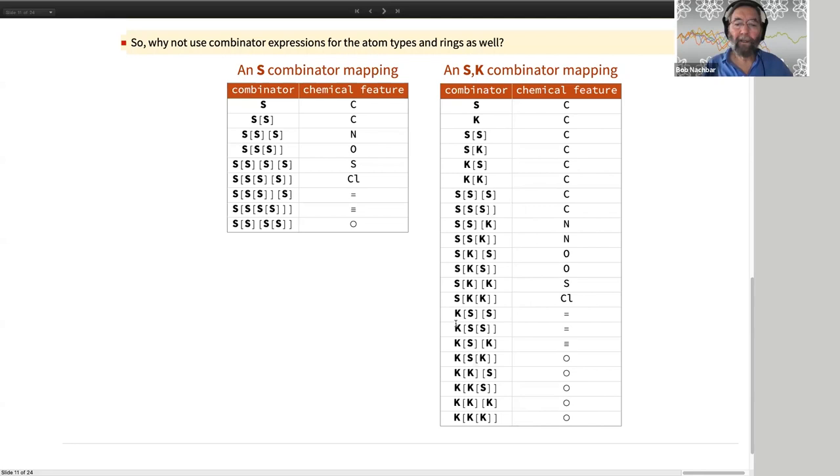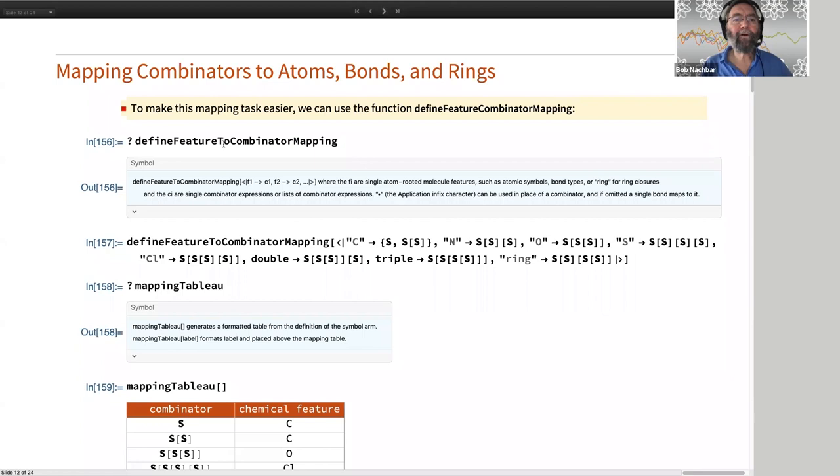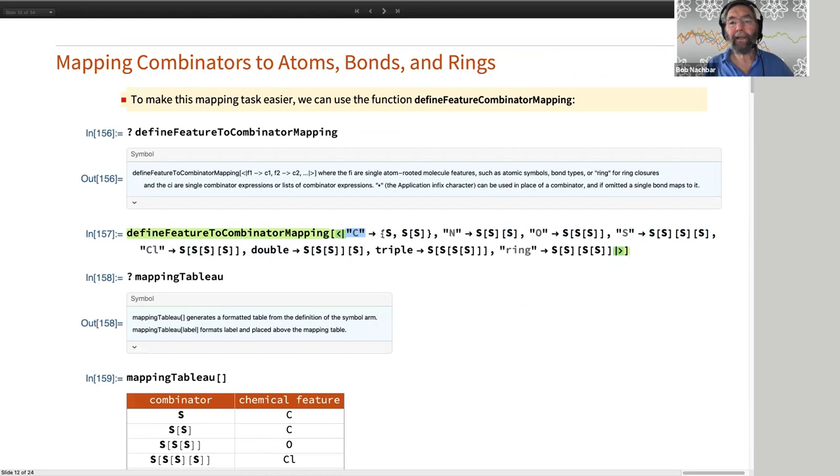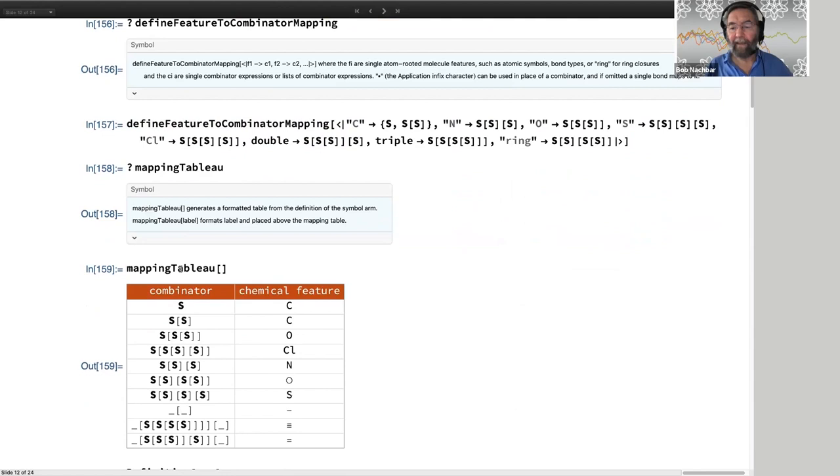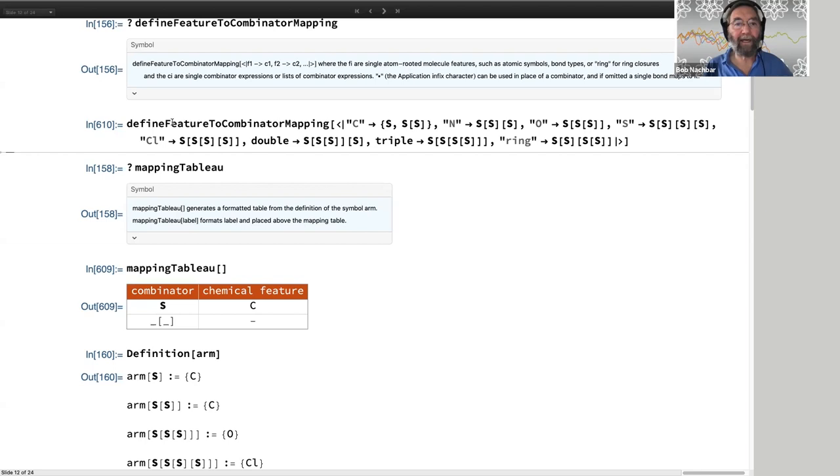So we can do that. There's a function called defineFeatureToCombinatorMapping, and it will take, as in the example here, this says this carbon atom is mapped to these two combinators, a nitrogen atom to this single one, and oxygen to that one. And we can actually make a nice table of them this way here. Well, let's define that mapping.